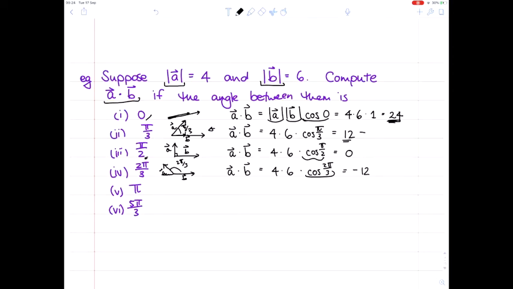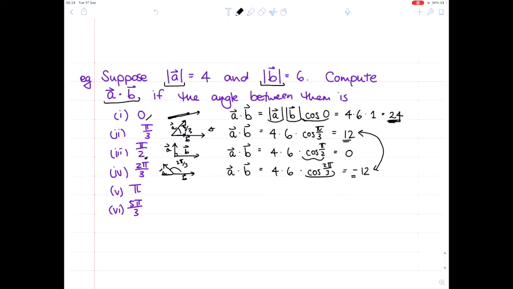So if we compare these two, our angle being pi over 3 and 2 pi over 3, in our first one, A is pointing somewhat in the same direction as B, but in the 2 pi over 3 case, it's pointing in the opposite direction to some degree, and that's why we've got this minus sign over here.